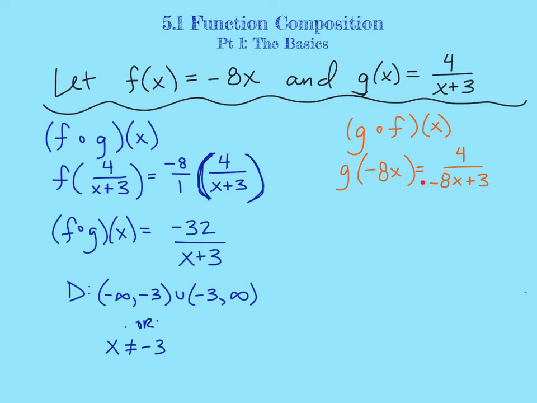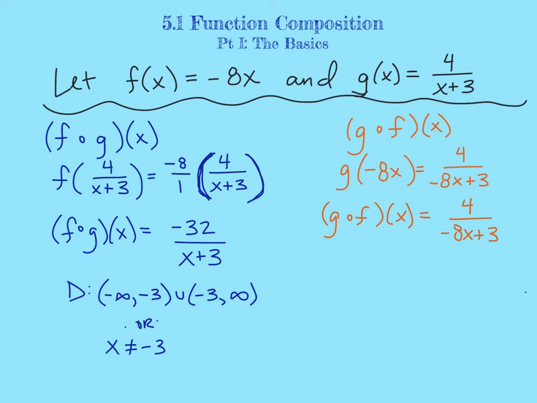I can't factor anything out in the denominator to potentially cancel with the 4 in the numerator. Therefore, this is simplified. And so g of f of x is another rational function, 4 over negative 8x plus 3. Now, when we are writing this, again, we can see that we do have a restriction on the domain. Therefore, since we've composed or created a new function, we do need to talk about the domain.